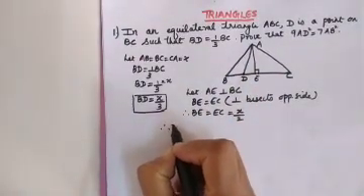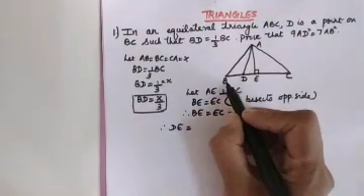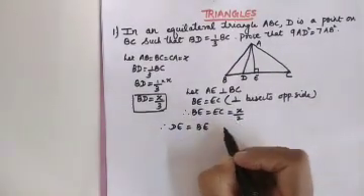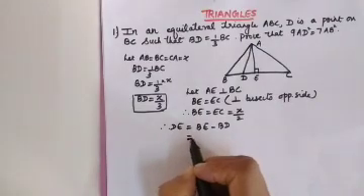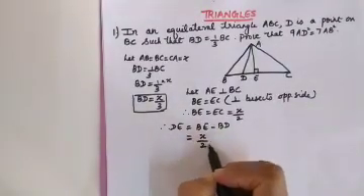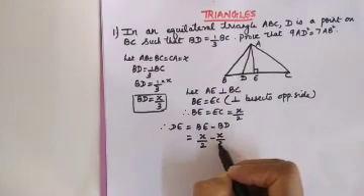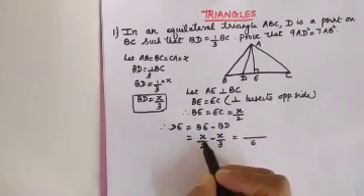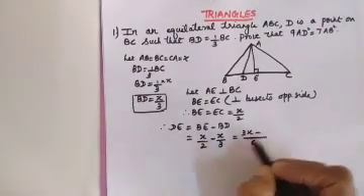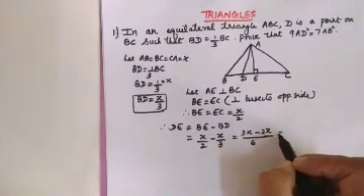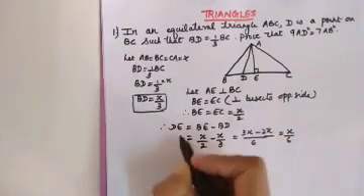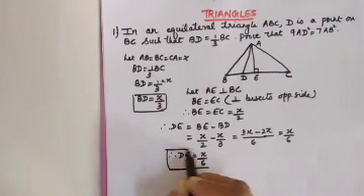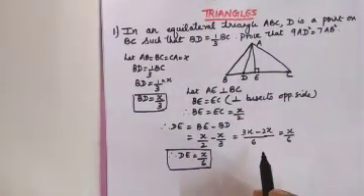So DE is equal to, from the figure, BE minus BD. BE is given as X by 2, minus BD is X by 3. What is the LCM of denominators 2 and 3? It is 6. X into 3, 3x, minus X into 2, 2x. 3x minus 2x is X by 6. So you have got DE is equal to X by 6.